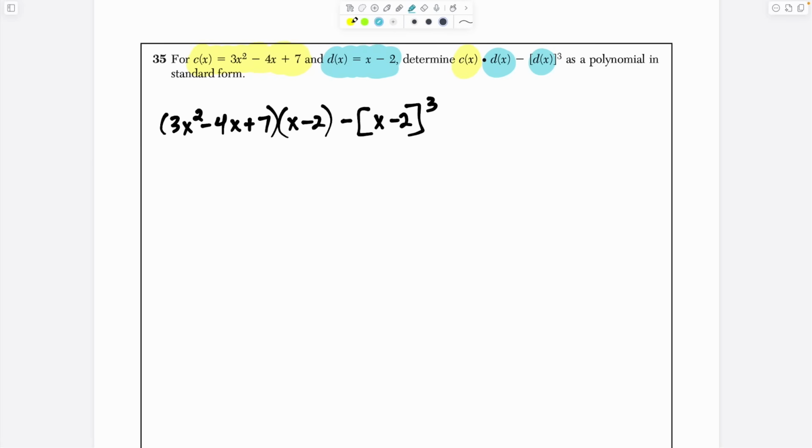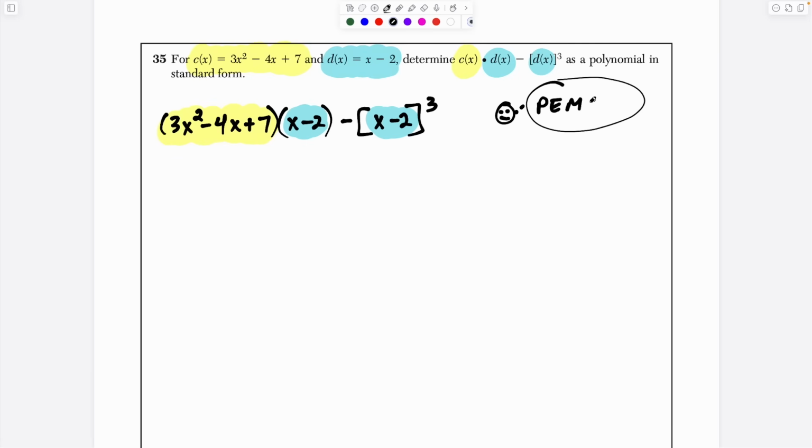So just to color code this so we can see, c of x is this piece, and then d of x is here, and d of x is here again. But for something like this, what I want to do is order of operations. Okay, so my first thought process is order of operations.